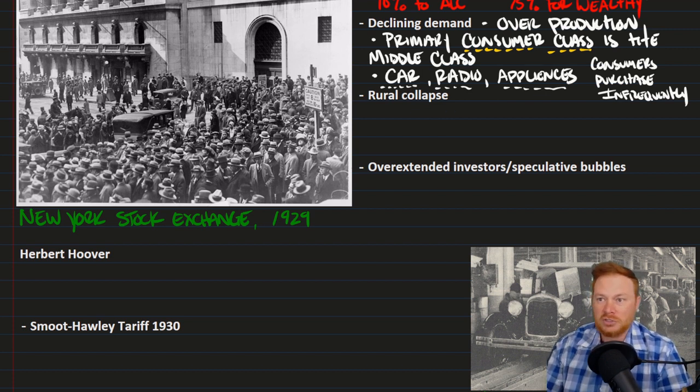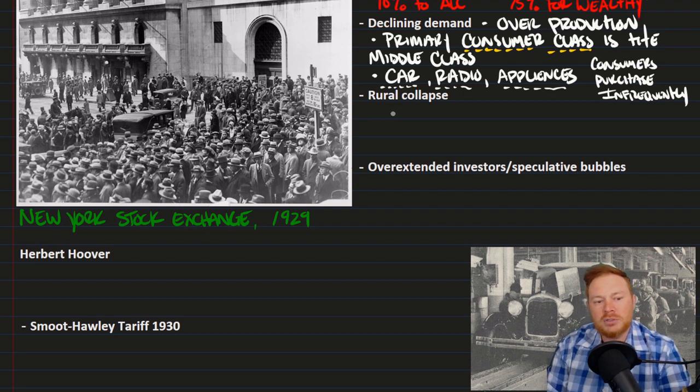They've built all these cars. It turns out that nobody's buying them. So now General Motors has to slash prices. They slash prices, they can't make as much money. They close down factories, they lay off workers. And this sends the economy into a spiral.